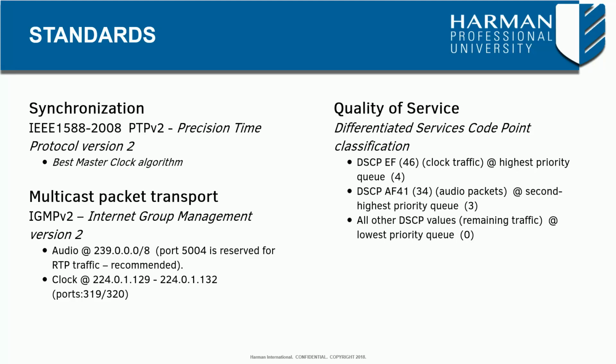Audio packets at DSCP-34 are the second highest priority queue of 3, and all other remaining DSCP values are set at the lowest priority queue of 0. These are internally managed and do not require user configuration.